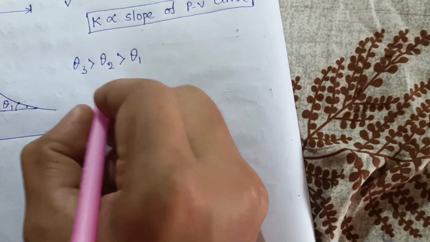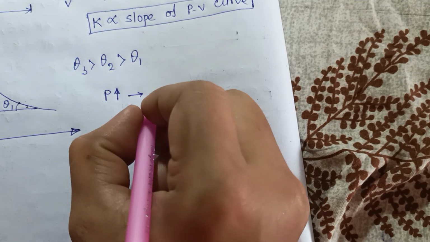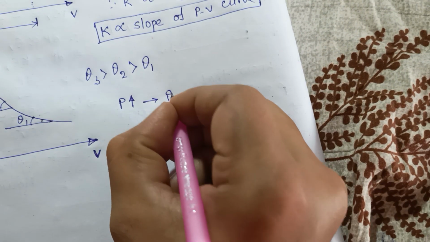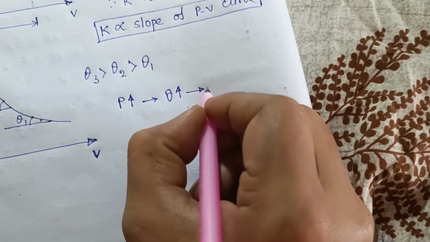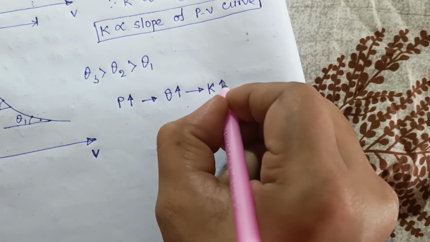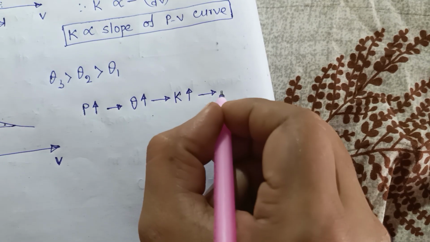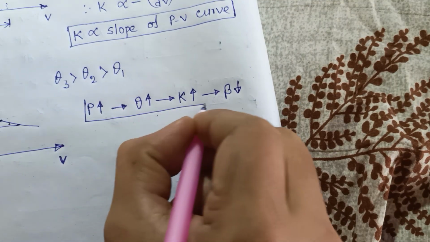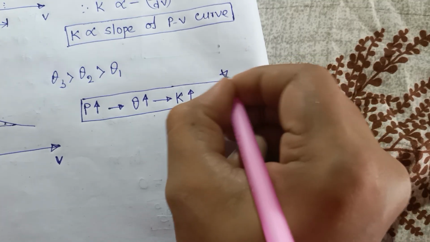So if the pressure increases, then theta, that is the slope, also increases, and if the slope increases, then K, that is bulk modulus, also increases. And if K increases, since it is inversely proportional to compressibility, beta will decrease. So this is the relation between pressure, slope, compressibility and bulk modulus. Important case, remember.